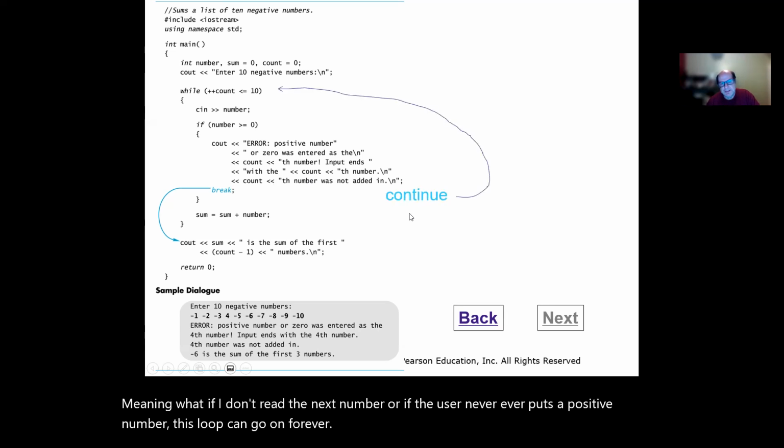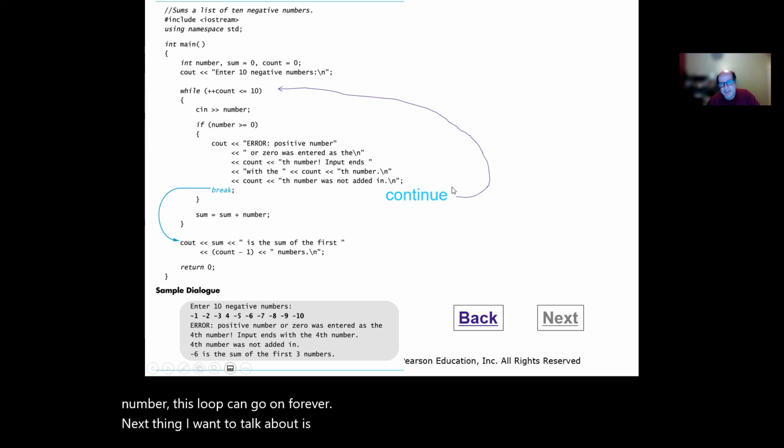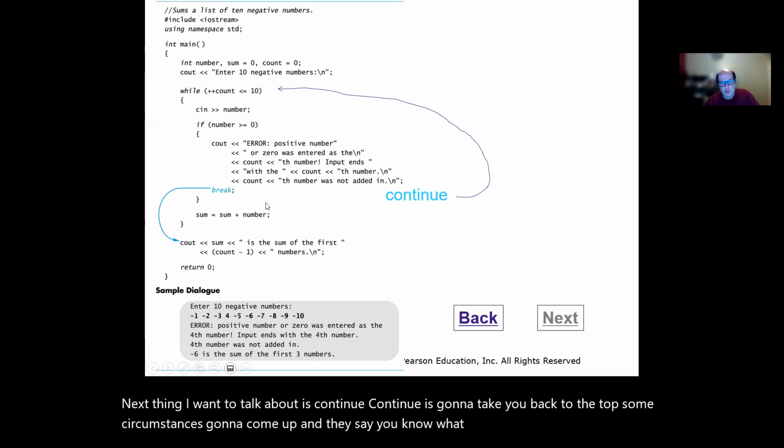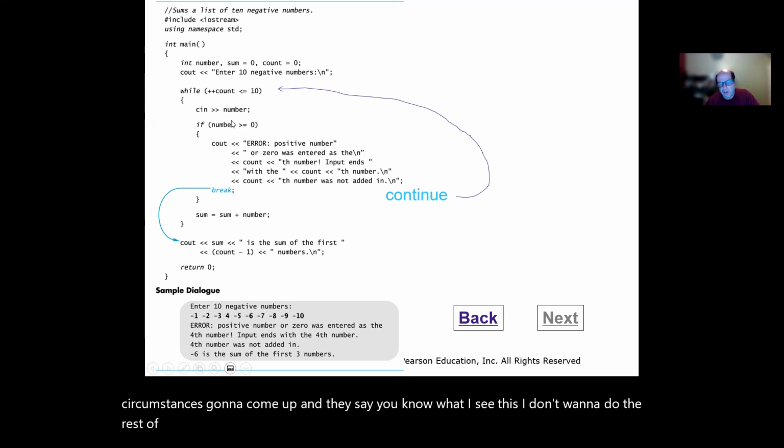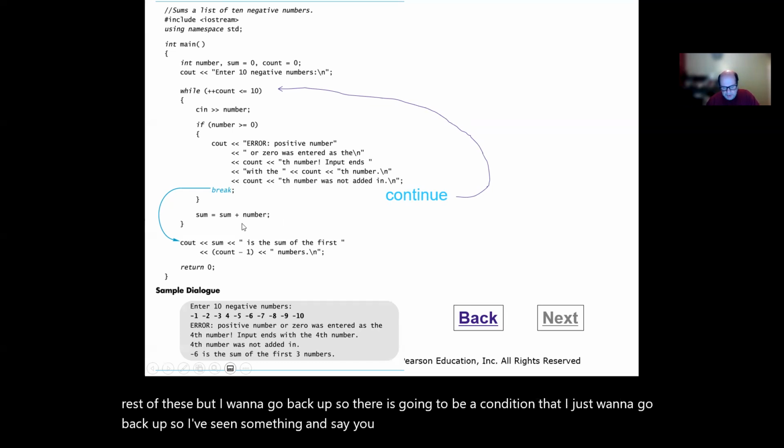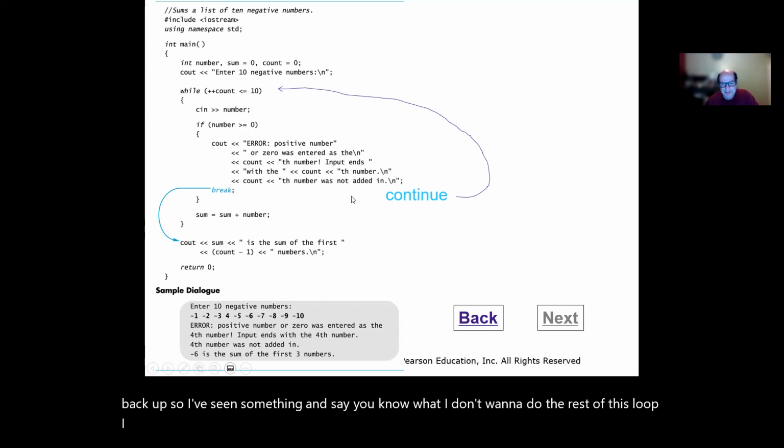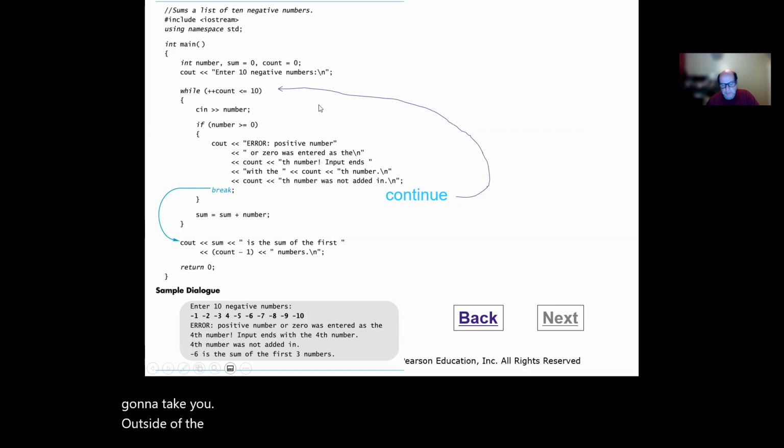The next thing I want to talk about is continue. Continue is going to take you back to the top. Some circumstance is going to come up, and you say, you know what, I see this, I don't want to do the rest of this, but I want to go back up. So there is going to be a condition where I've seen something and I don't want to do the rest of this loop, I want to go back up. So that's continue. We have continue and we have break. Break is going to take you outside of the loop. Continue is going to take you back up to the loop.